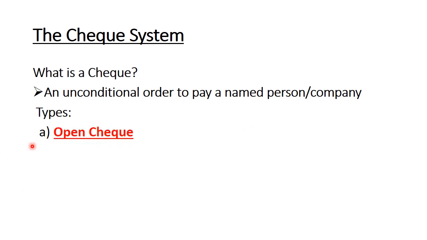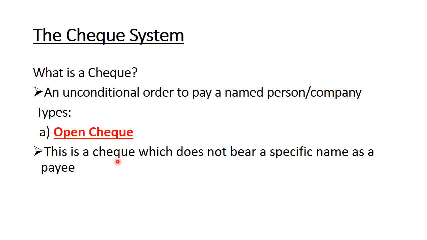So the first is called an open check. So what is an open check? This is a check which does not bear a specific name as a payee. A payee is a person who is supposed to be paid. So in an open check, there is no name written on that check. Therefore, anyone can be paid. There's no specific name written saying that this person should be paid. Such a check is called an open check.